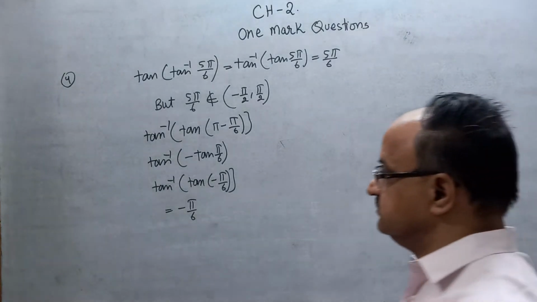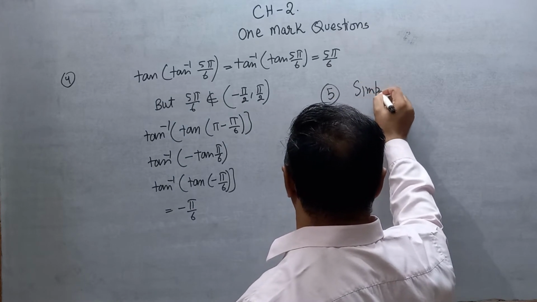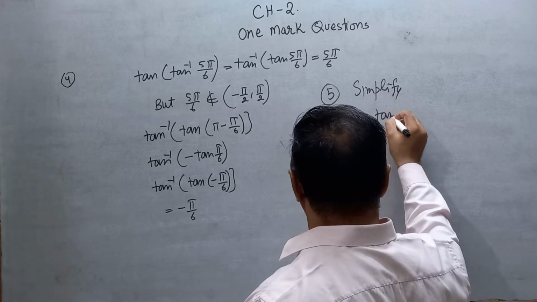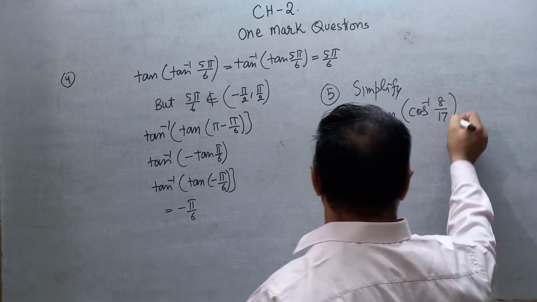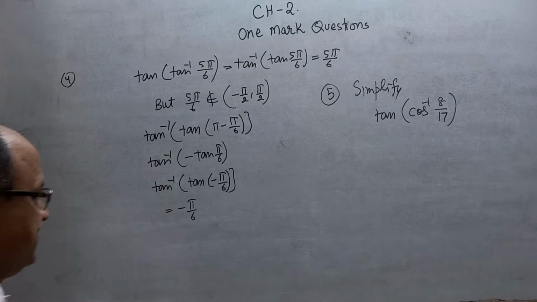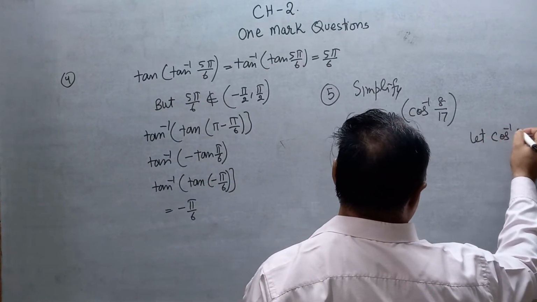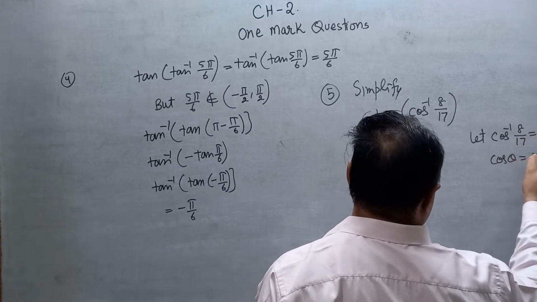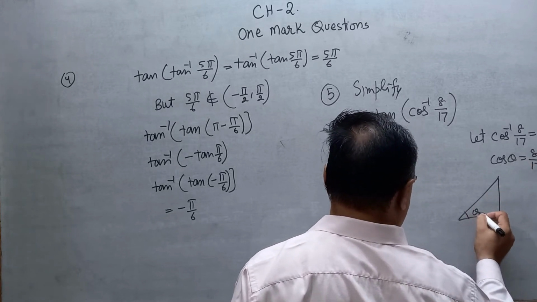Similarly, fifth question. Simplify tan of cos inverse 8 by 17. Tan of cos inverse 8 by 17. Let cos inverse 8 by 17 is equal to theta. Therefore, cos theta is equal to 8 by 17. We can draw the triangle and write theta here.